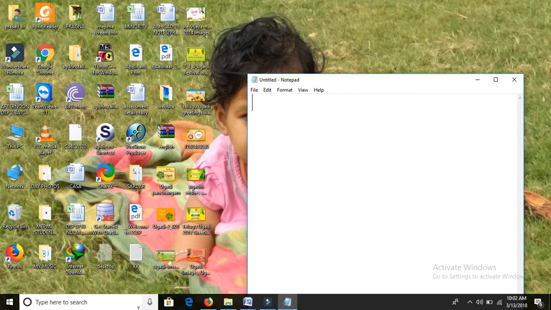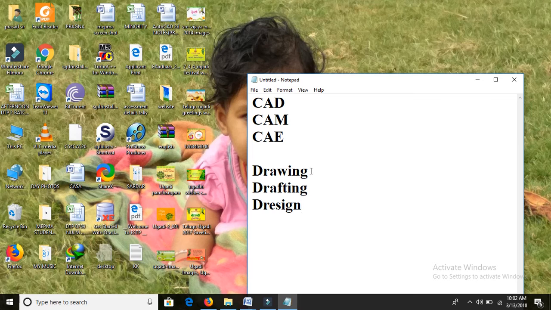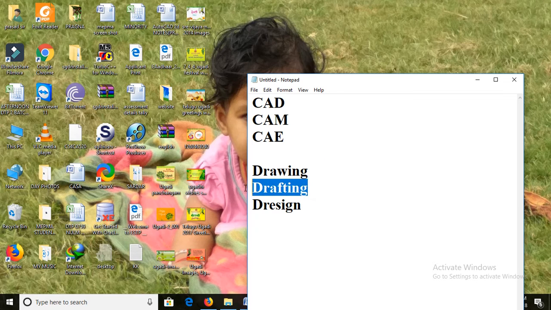On the core side we have 3 departments, friends: CAD, CAM, and CAE. Before going into this, I am going to discuss something about these things, friends. This is called drawing, and we call this drafting, and we call this design. Somebody knows about drawing, somebody knows about drafting, and somebody knows about design also.